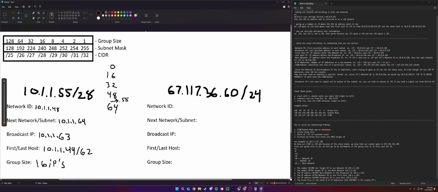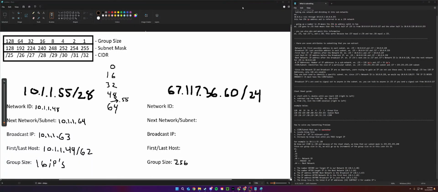So what do we do from there? Well, we know that this 48 would be our network ID, 10.1.1.48. And our next network would be 10.1.1.64. With that, the rest is pretty easy. Our broadcast IP, which is, like we went over earlier, the very last one, would be .63. Our first and last host would be .49 and .62. And because it's in /28, we already know that the group size would be 16.